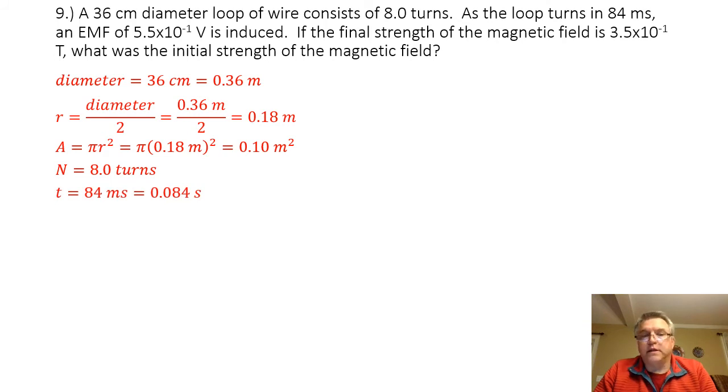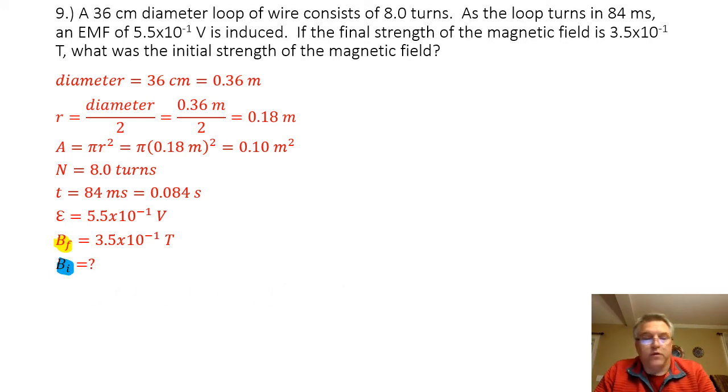I have 8 turns in the loop, and the loop is turning in 84 milliseconds. So I have to convert milliseconds to seconds. And when I do that, I should get 0.084 seconds. And my induced EMF is 5.5 times 10 to the minus first volts. Now I'm given the final strength of the magnetic field. So that's going to be my final value, 3.5 times 10 to the minus first Tesla. And what I'm being asked to find is the initial value of the magnetic field.